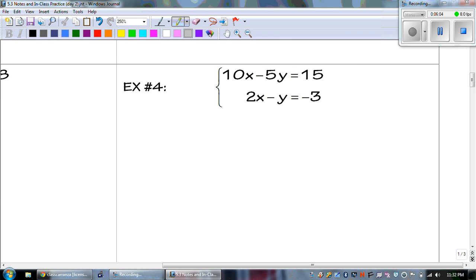All right, last one. Now we have 10x minus 5y equals 15 and 2x minus y equals negative 3.